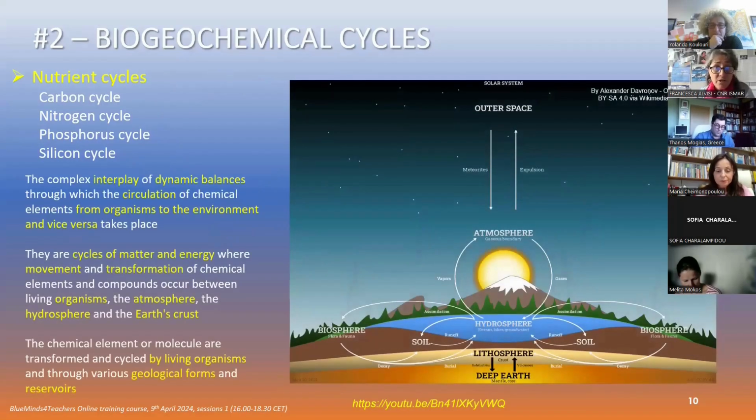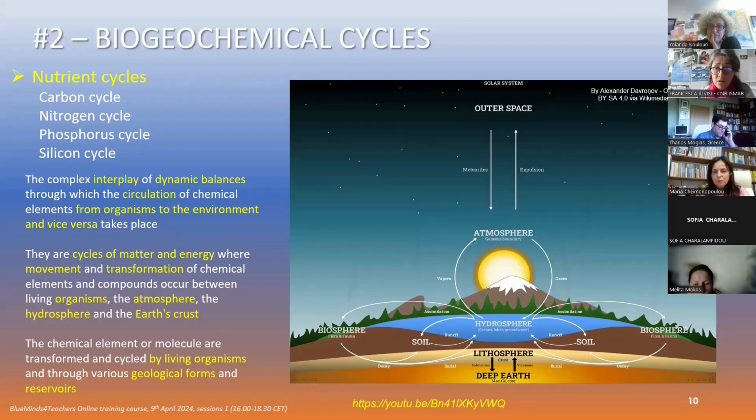So we have many biogeochemical cycles, but the most important are the ones that we call the nutrient cycles: carbon, nitrogen, phosphorus, and silicon, sometimes called silica. And this is a complex interplay of dynamic balances through which the circulation of chemical elements from organisms to the environment and vice versa takes place. So it is from inorganic to organic, from organic to inorganic again. And in this circulation, we transfer matter and energy.